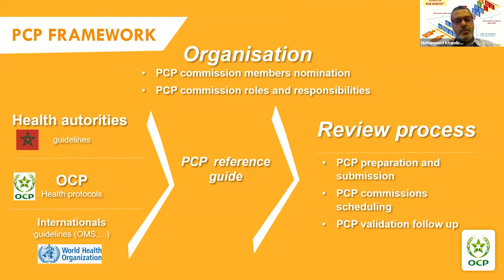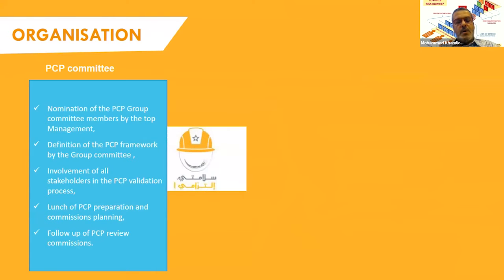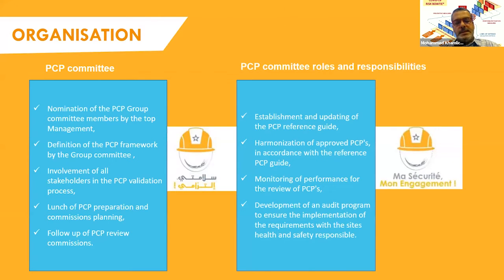In the next slide, I show you the PCP committee missions. All stakeholders were involved in the PCP organization, like operations, industrial projects, and purchasing. The execution phase of the PCP and the planning of the commissions were designed with follow-up of reviews and the PCP approach process. The main role of the PCP committee is to ensure harmonization and compliance of approved PCPs in accordance with the established PCP reference guide.